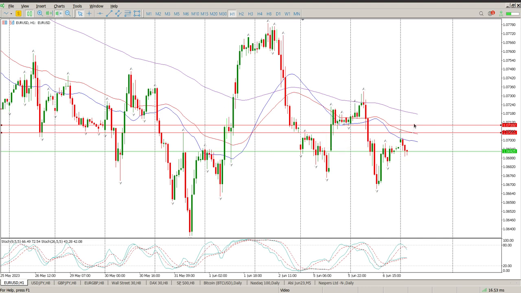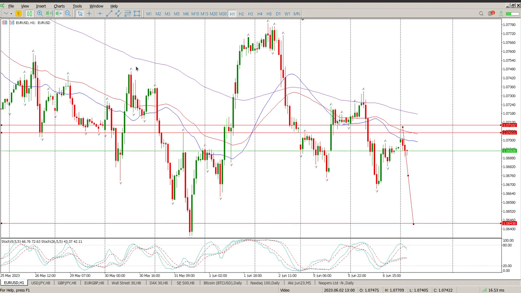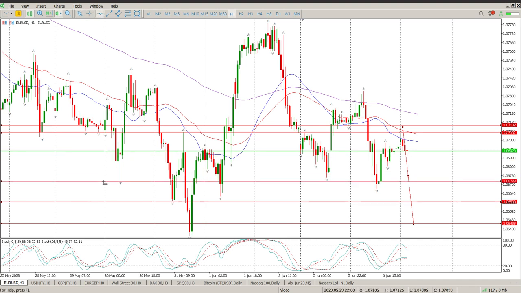1.07050 and 1.07102. If you're basically going to be looking for a measured move to the downside, it's going to be something along the lines of that. But again, just put these levels into the downside because that's what's going to impact price.